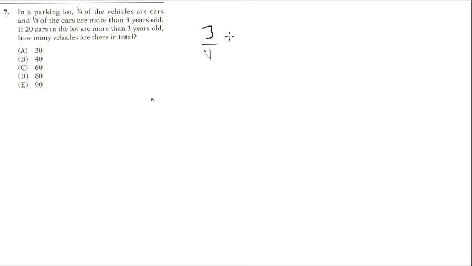Alright, in a parking lot, 3/4 of the vehicles are cars, and 1/3 of the cars are greater than 3 years old, and that number is equal to 20. Right, there are 20 cars in the lot greater than 3 years old. Okay, so the total number of cars is going to be 60. Right? 1/3 of them are more than 3 years old, the other ones are younger.